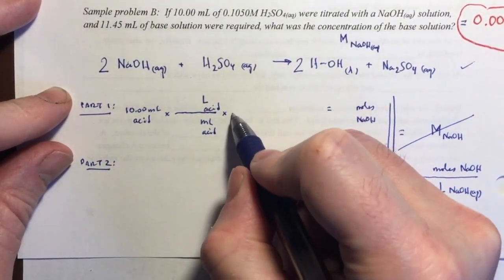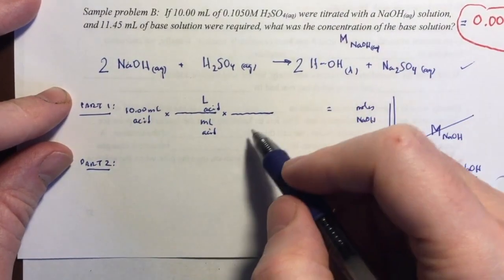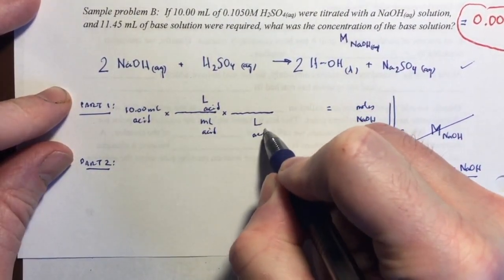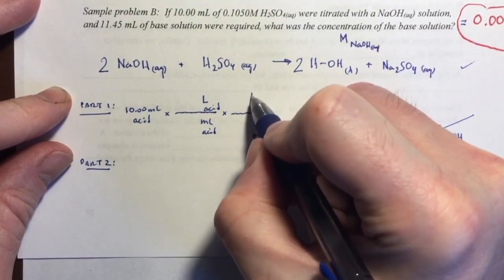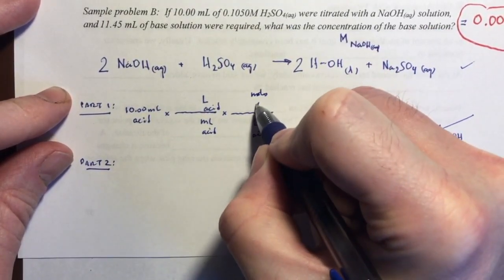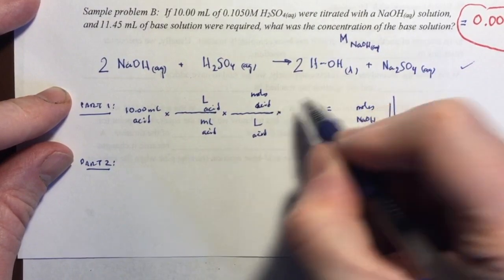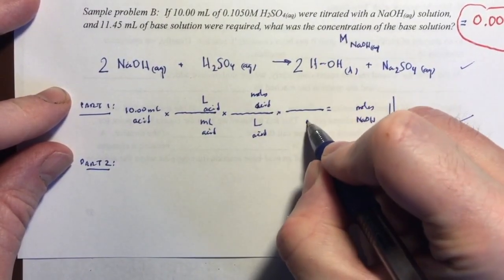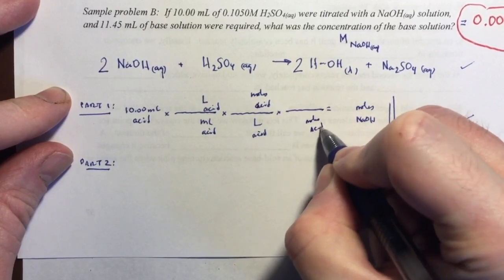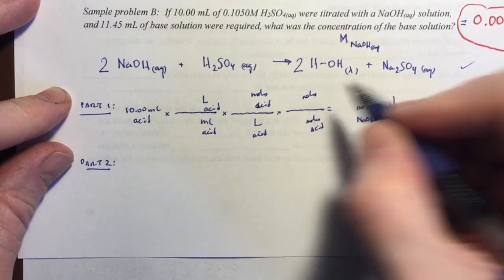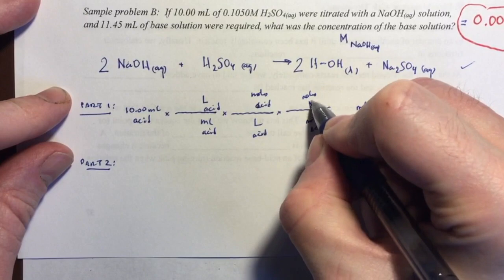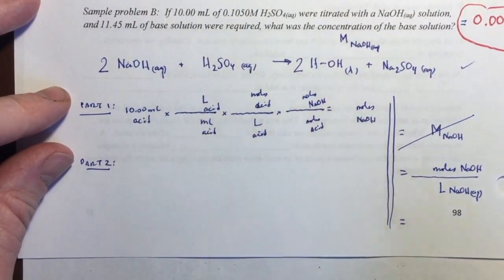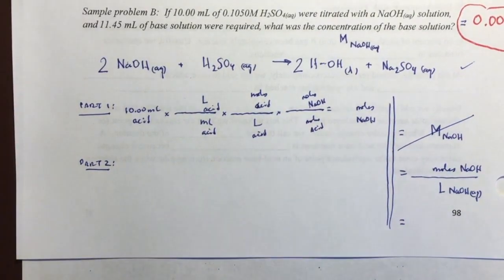My next conversion factor is going to be the molarity of the acid to allow me to get from the liters of the acid to the moles of the acid. And then my last conversion factor is going to let me convert from the moles of the acid to moles of the NaOH, which is the base. Okay, there's my setup. Let me plug in the numbers.